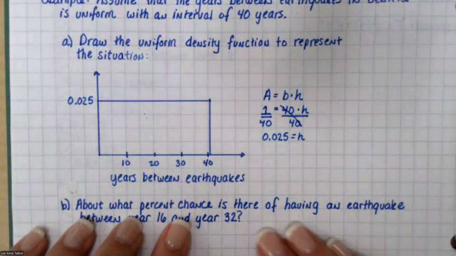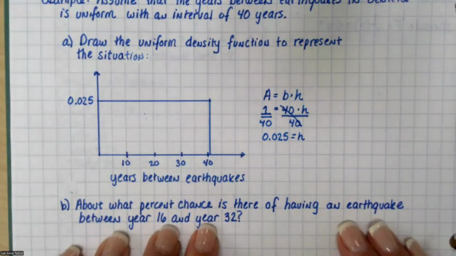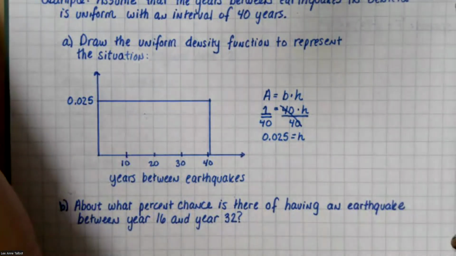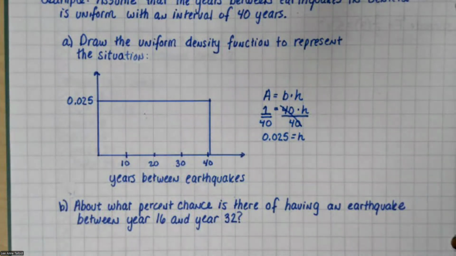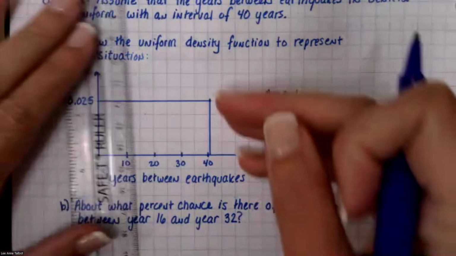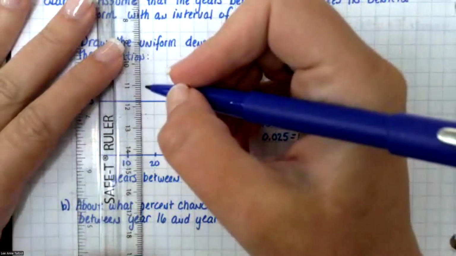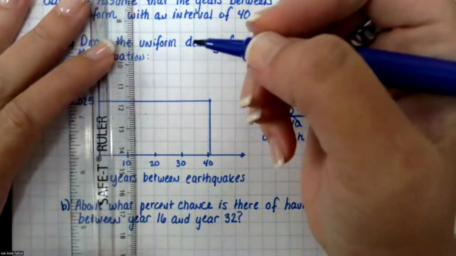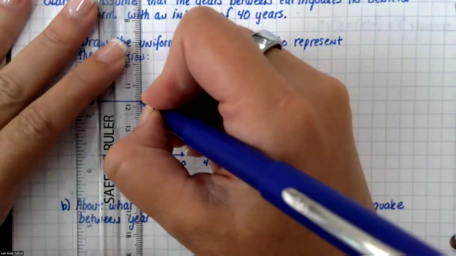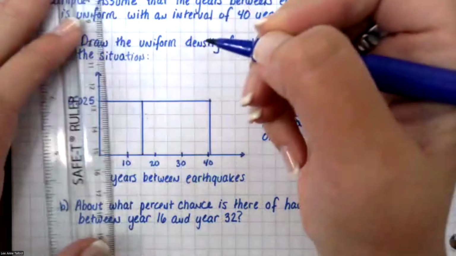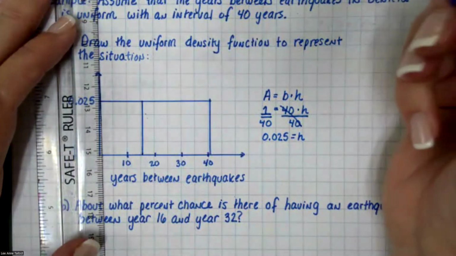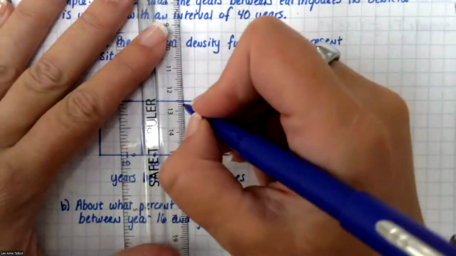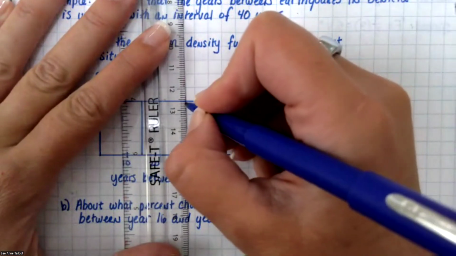B, about what percent chance is there of having an earthquake between year 16 and year 32? Okay, so this is where we're going to start arts and craftsing. What I want you to do is draw a line as best you can at 16. And draw a line as best you can at 32.